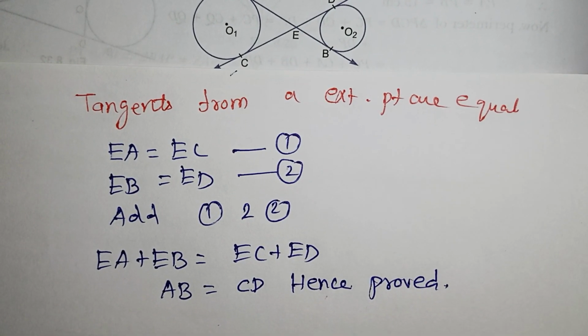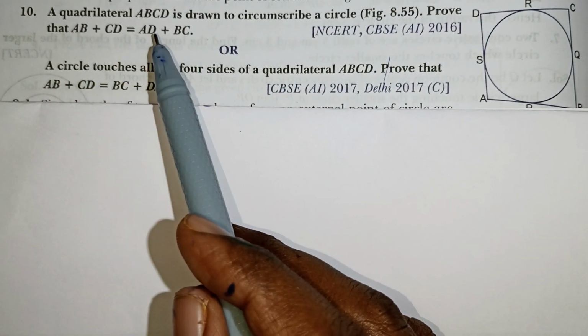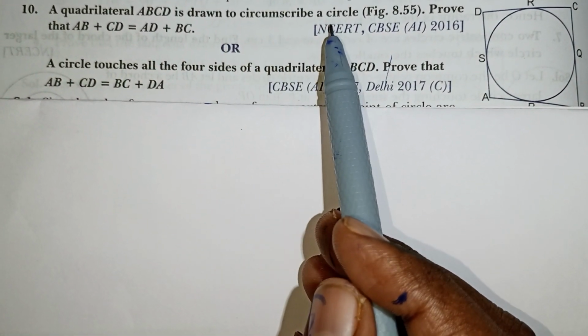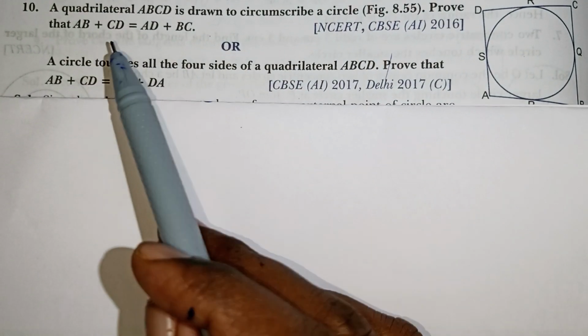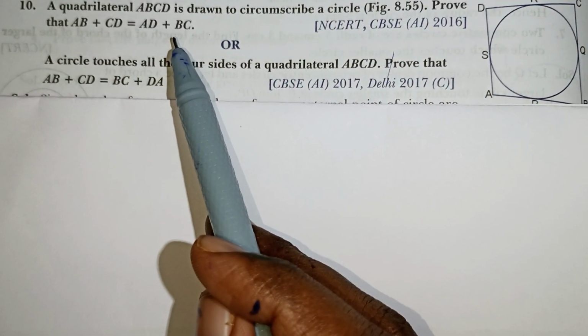We'll move on to the next question. Next question. A quadrilateral ABCD is drawn circumscribing a circle. Prove that AB plus CD is equal to AD plus BC.